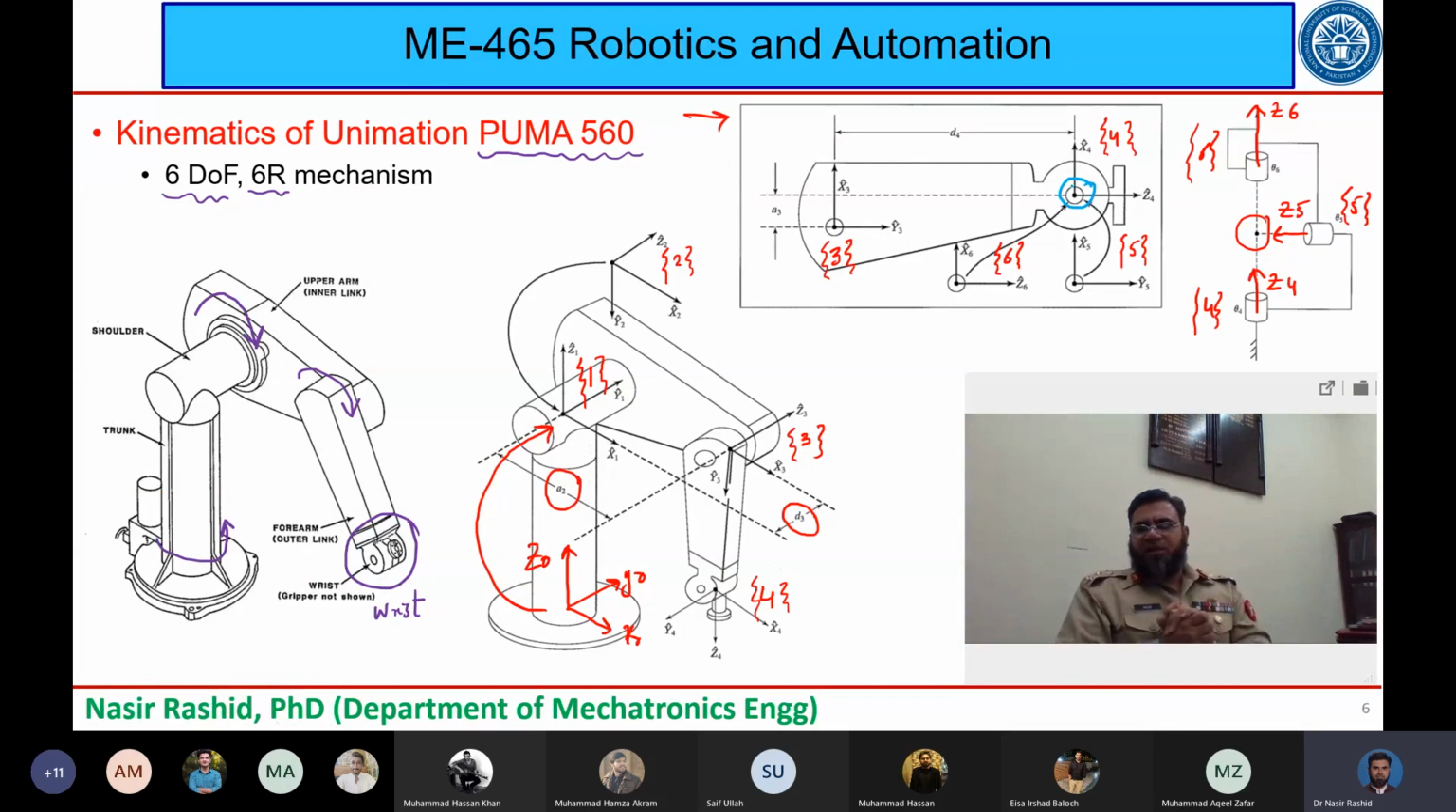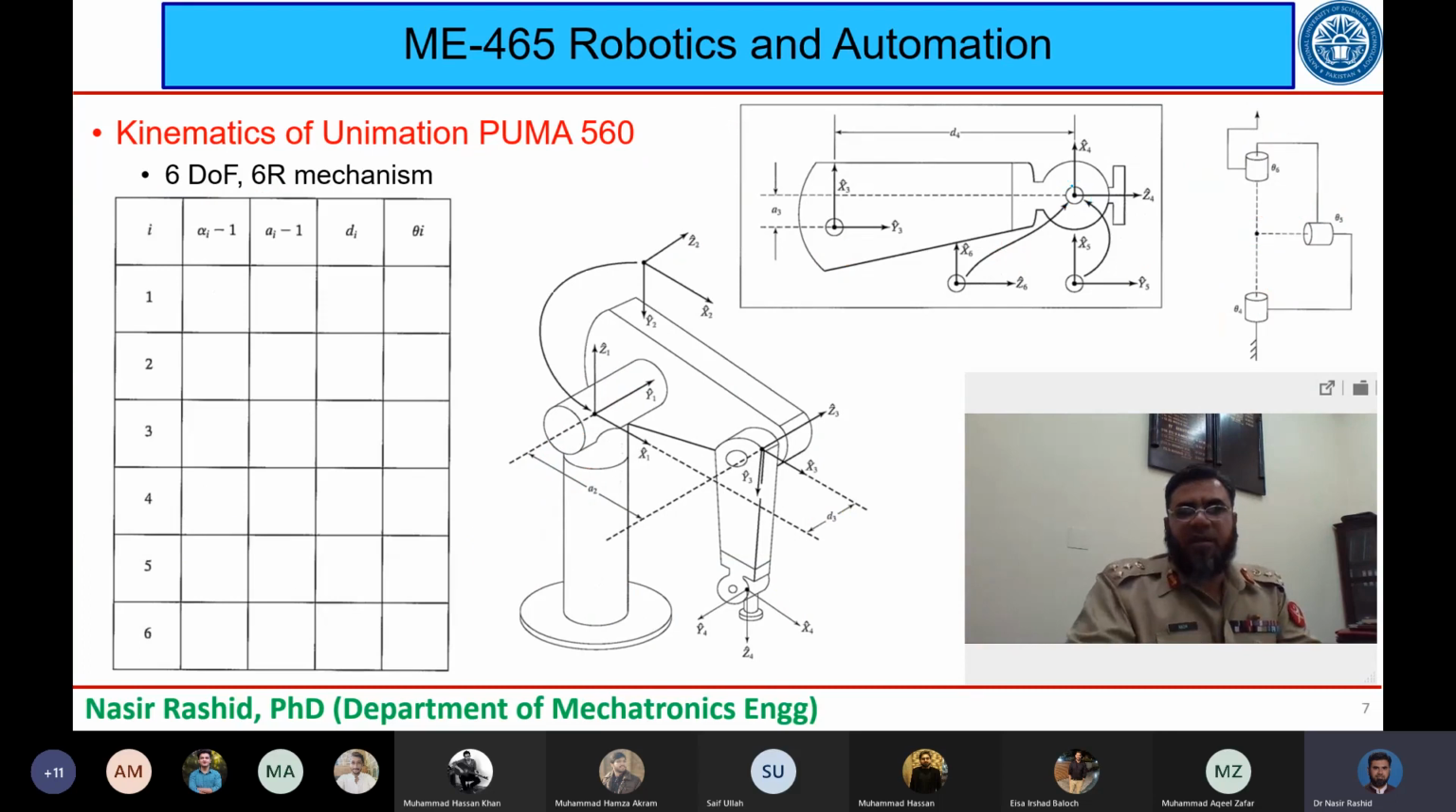So ये मैंने wrist के तीनों frames को एक जगह पे इकट्ठा कर दिया. So Puma की frame assignment and link assignment वो आपको यहाँ पे नजर आ रही है. All right. अब इससे अगला स्टेप क्या है? इससे अगला स्टेप ये है कि मैंने इस फ्रेम असाइनमेंट को देखते हुए इसका DH टेबल बनाना है. सो इस फ्रेम असाइनमेंट को देखते हुए मैं यहाँ पे ये DH टेबल लिखने लगा हूँ.